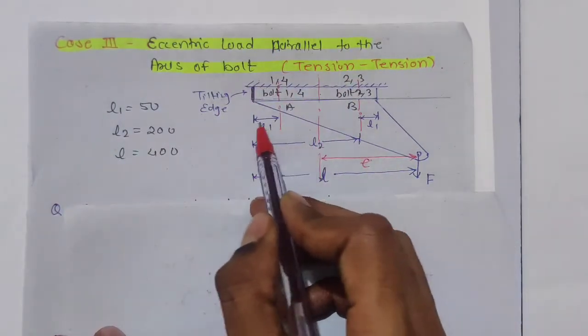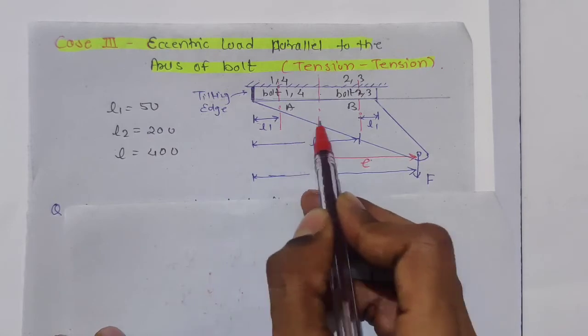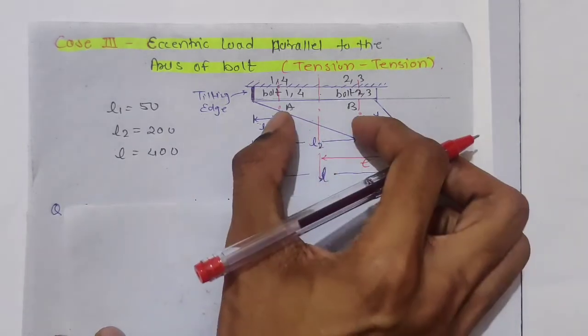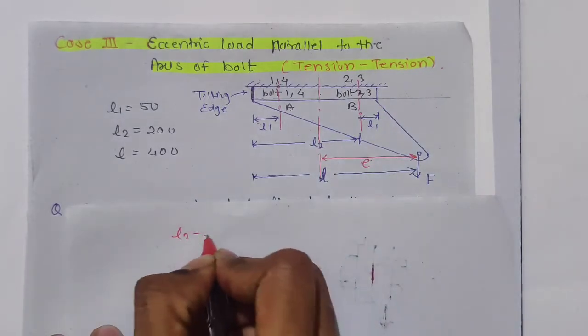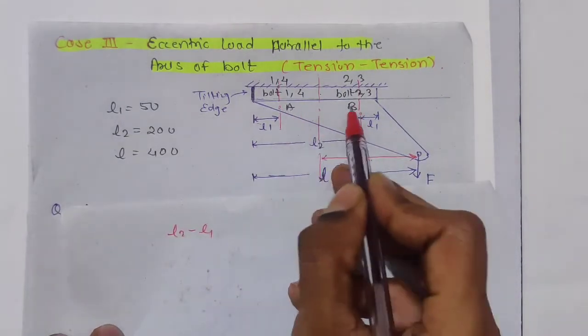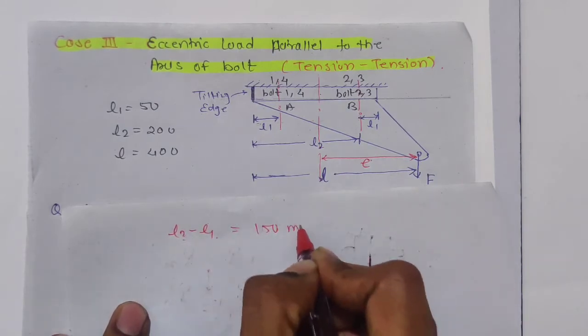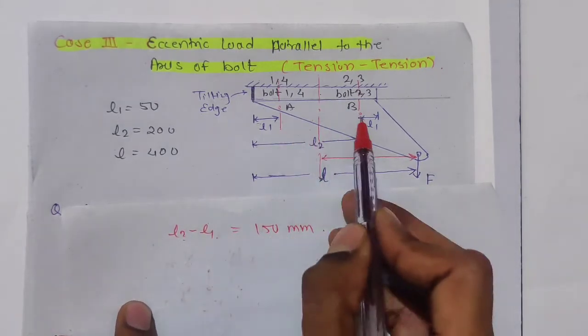So what is this L1? I want to find this one. Okay, so this is L2, and this is L1. So this distance, A to B, will be L2 minus L1. It is nothing but 150 mm.